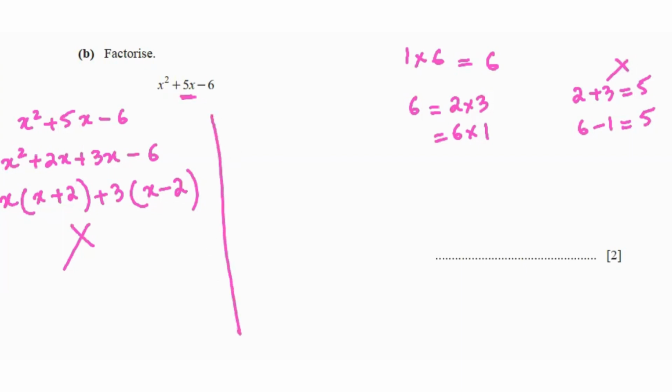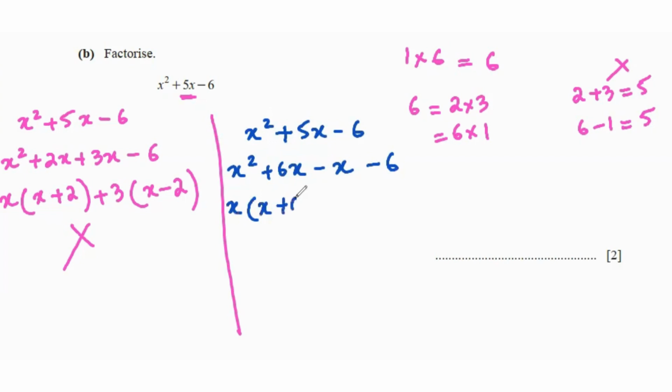Now, if we use the second set, which is 6 minus 1, x squared plus 5x minus 6, replace 5x with positive 6x minus x. So now we again factor by grouping. In the first group, we have x common, so x plus 6 in the first bracket. And in the second group, we have negative 1 common, so x plus 6 in the second bracket.